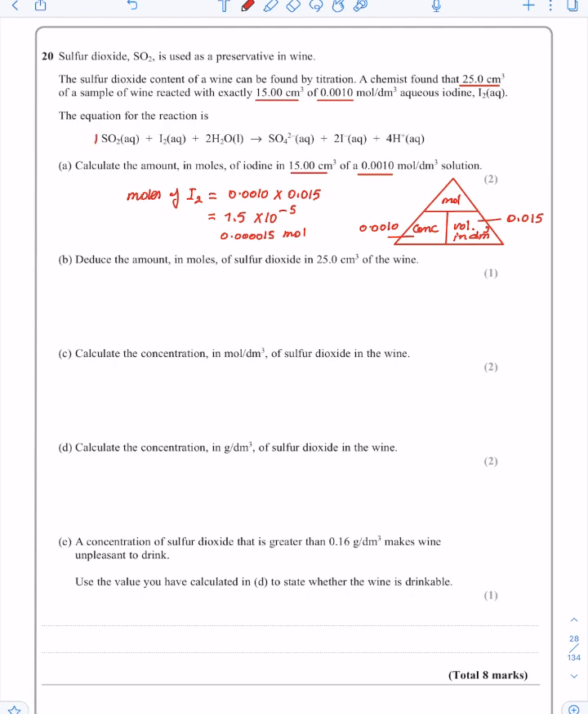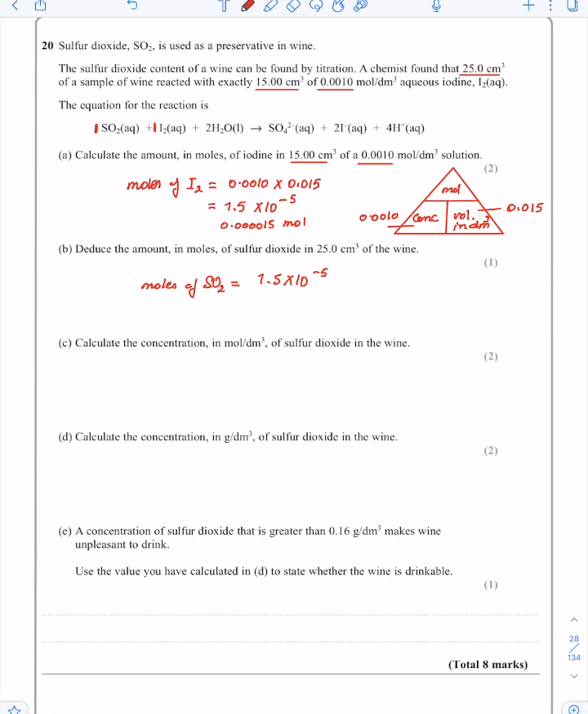Well, what's the ratio between sulfur dioxide and iodine? It's 1 to 1. So if the moles of iodine is 1.5 times 10 power negative 5, then the moles of sulfur dioxide is the same as the moles of iodine, 1.5 times 10 power negative 5. Question C. Calculate the concentration of sulfur dioxide in wine.